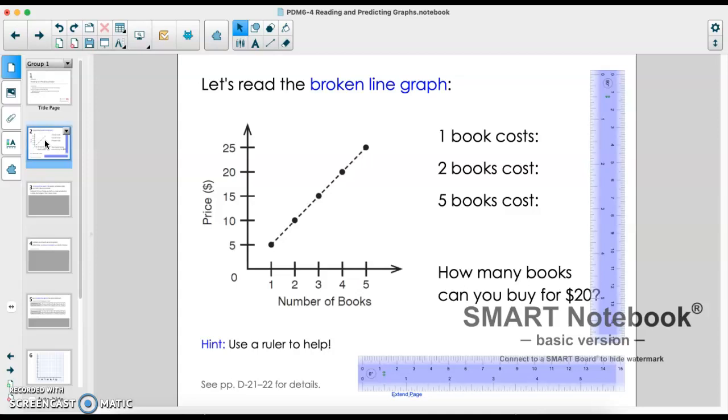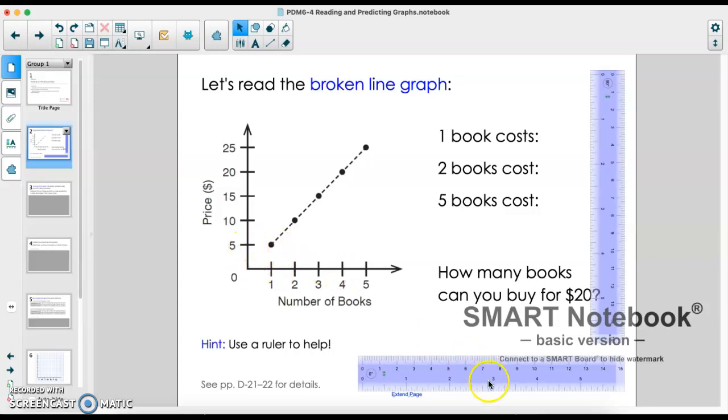And there we see a broken line graph. It shows the cost for the number of books that get purchased. And so over on the right-hand side, it says, how much does one book cost? We can use this broken line graph. It's pretty easy to see that it's $5.